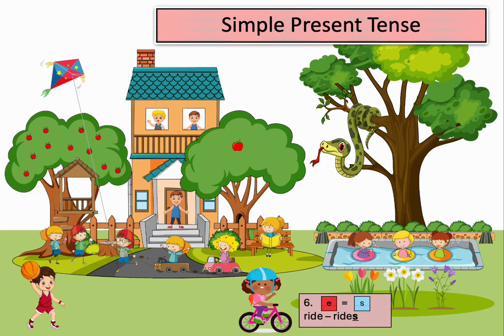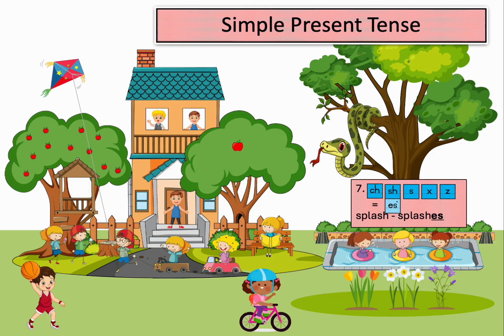Rule 6. Mary rides her bike. This is the easiest rule. The verb already ends on an E, therefore just add S. E equals S.